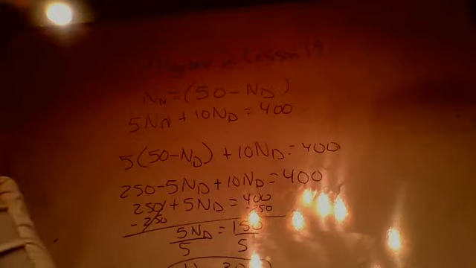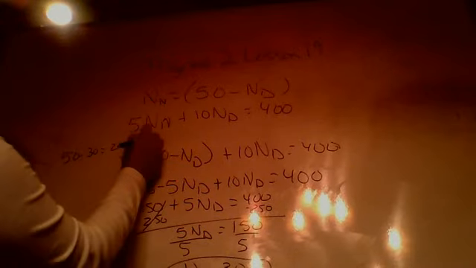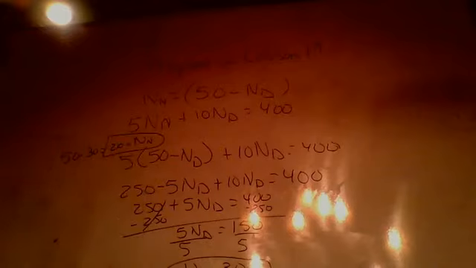So how do I find the number of nickels? I simply put it back into this equation, yes? Which is 50 minus 30 gives me 20. And that is what my number of nickels is. I have 20 nickels and 30 dimes. As simple as that.